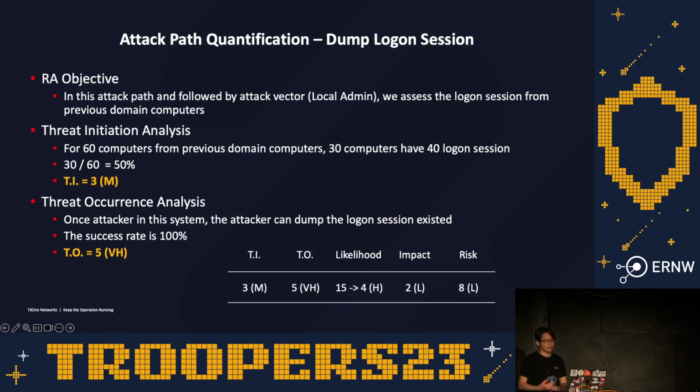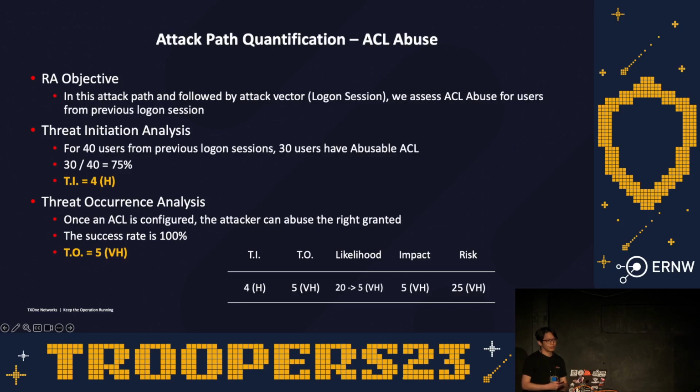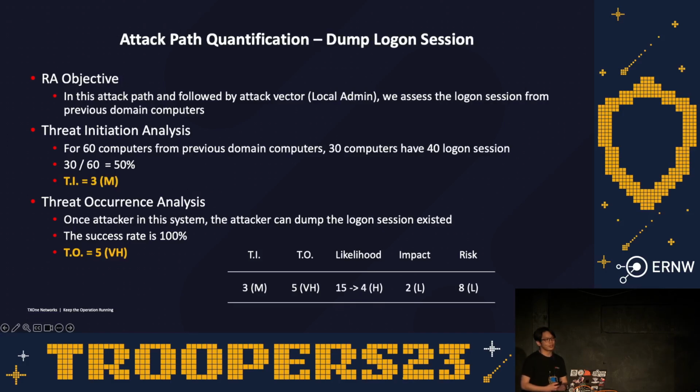For the threat occurrence, for the same reason, we assume that the success rate is 100%. It's just for demonstration purposes, and therefore we have the likelihood. The impact is 2 because in this example we only found regular domain users from the logon sessions. For the next attack vector, the ACL abuse, the risk assessment objective is also followed by the previous one. Previously, we said that there are 40 logon sessions, and it just happened.